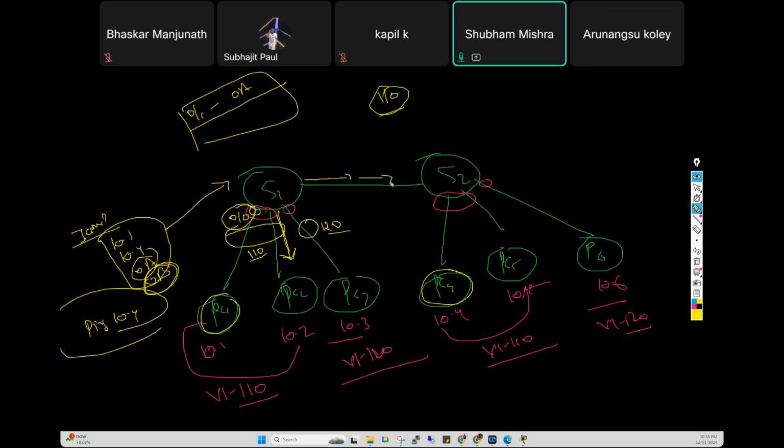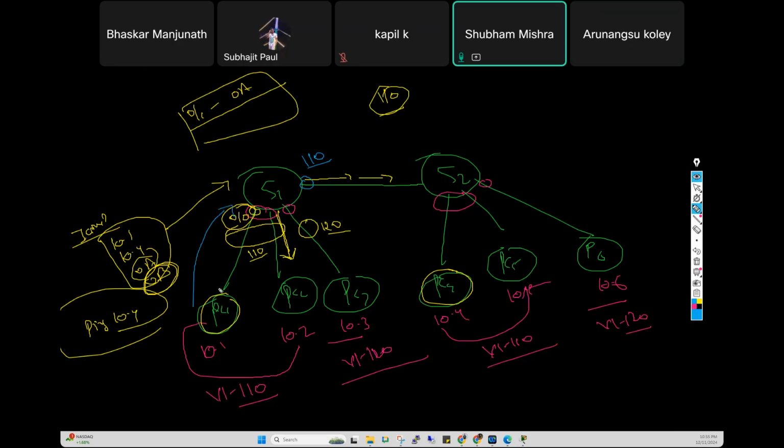Are you getting my point? Everyone tell me yes or no? Right? But this switch is not forwarding your traffic with this interface. What is the solution? What will I do? I will configure this interface in VLAN number 110. I will put this interface in VLAN 110. Now the packet will reach here.